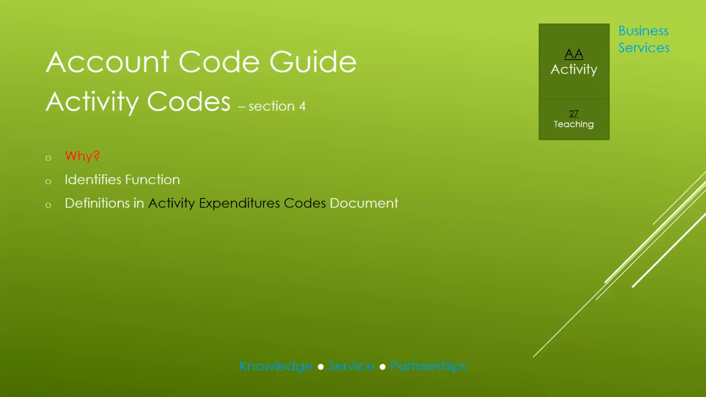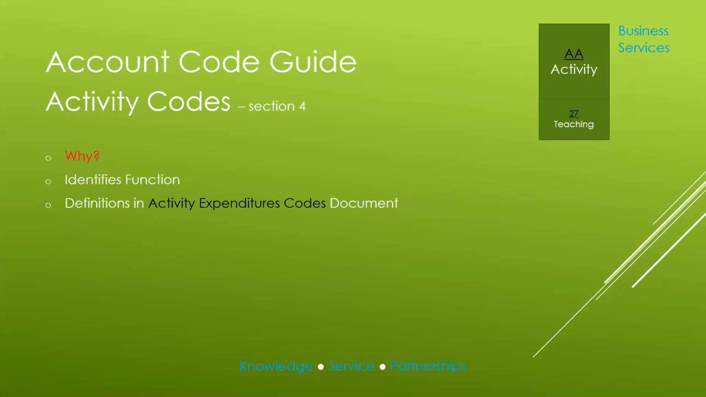Activity codes, well, they tell us why are we buying this? It identifies the function or the reason. Like, is this for the principal's office? Is this for safety? Is this for health with the nurse? Is it for teaching? Is it for professional development?